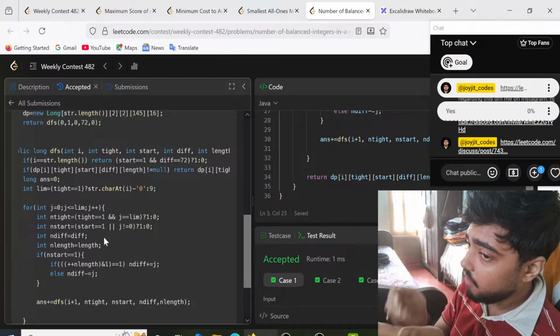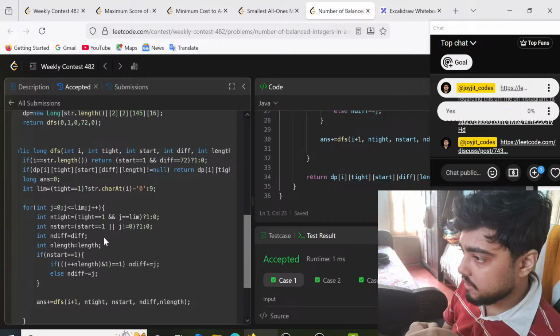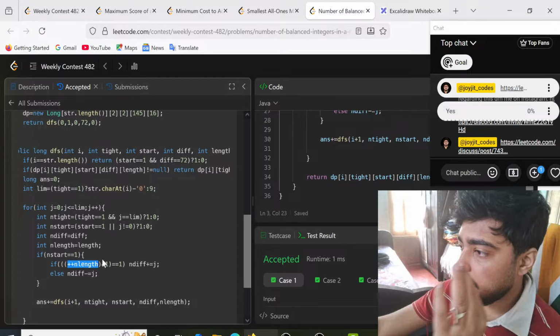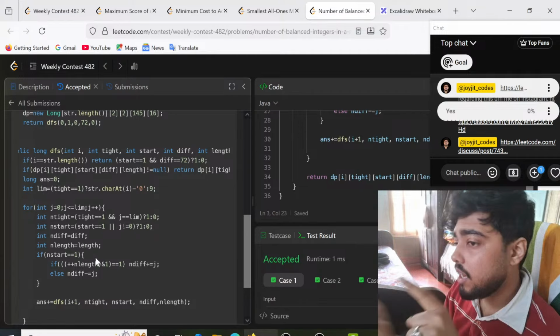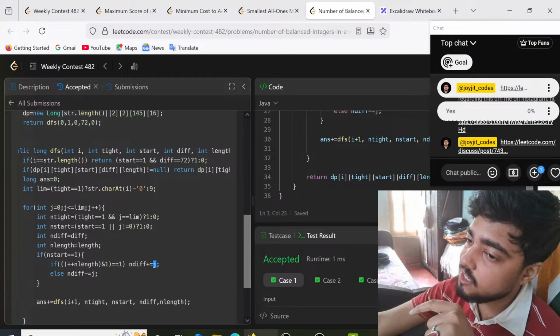If the new start is equal to 1, which means that it has started, whatever you are adding is going to be contributed to the length. So length becomes plus plus, for sure. And now, whatever the length is, if that is odd, then we add that digit to the difference. Otherwise, we subtract that digit from the difference. So we have got the state of all the new elements.